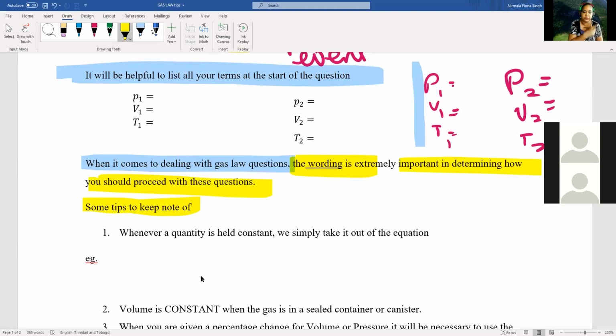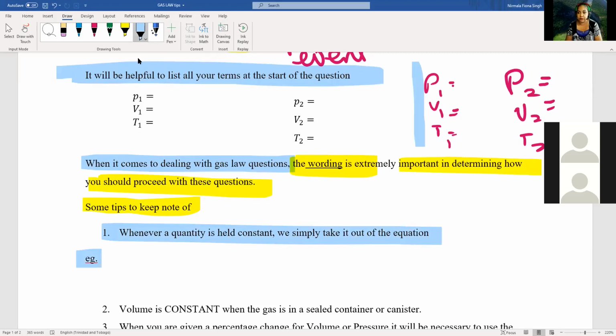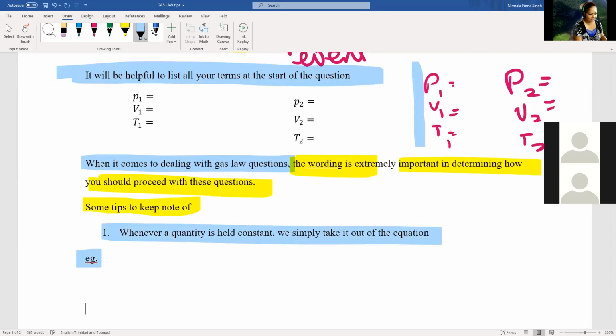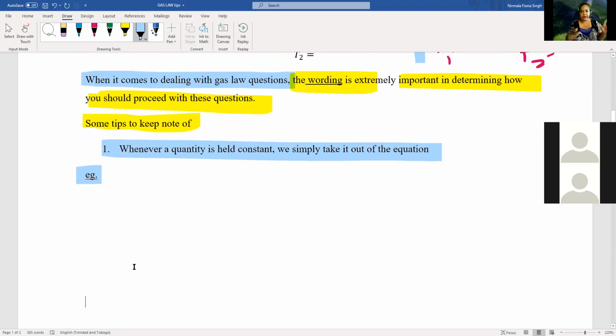Some tips to note. Please note the tips, folks. One, whenever a quantity is to be held constant, we take it out of the equation. You're going to see when we're doing it just now. So this is just a little help. You're all ready for exams.